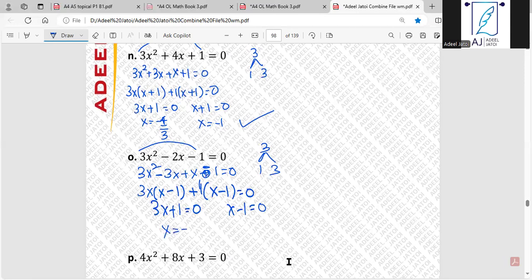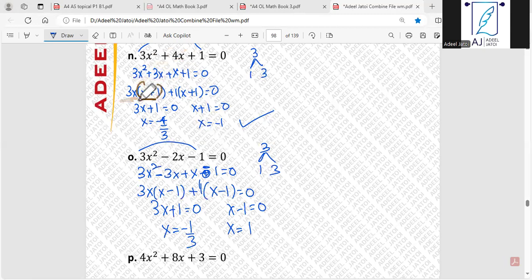So x becomes minus 1 upon 3 and x is equal to what? 1. If we look at part n, what we did was 3 multiplied by 1 was 3. So the factors are 1 and 3. Since we need 4, 3x plus x will give me what? 4x. Common from 3x square plus 3x is 3x.